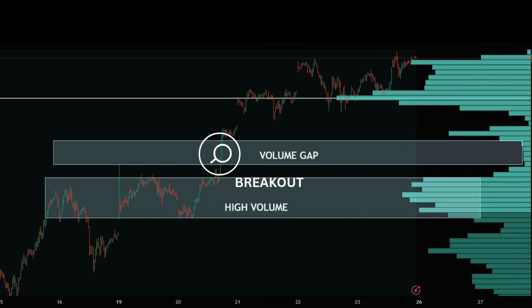Traders can capitalize on these swift movements by entering trades as the price enters a volume gap, aiming to exit near the next volume shelf where the price may slow down or reverse. By effectively interpreting volume shelves and gaps within the FRVP, traders can enhance their market analysis, identify key support and resistance levels, and make more informed trading decisions.